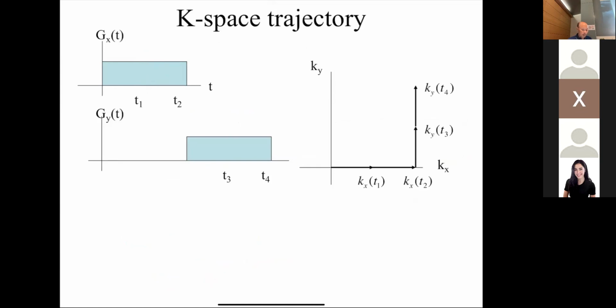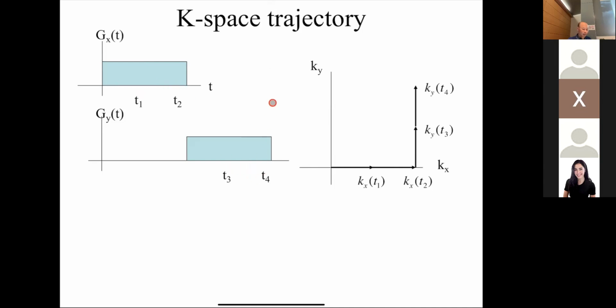Remember we said we could talk about turning gradients on and off. So let's look at what this gradient would do. It would turn on in the x direction, so it's going to move you along this point in K-space. There's no gradient in y, so we're not accumulating any area along ky, so we stay at ky equals 0. But now, at this time, we turn off the gx gradient, and we turn on the gy gradient. So now we don't accumulate any more phase in the x direction, and we start moving along the ky axis. That's how we get to this point in K-space. So this took us this time and this time.